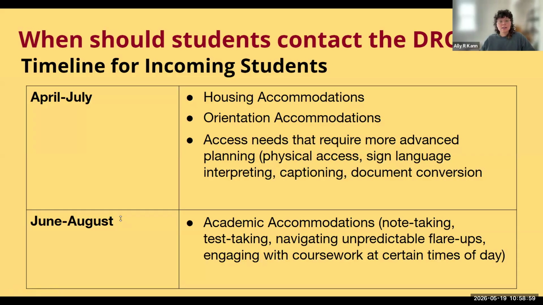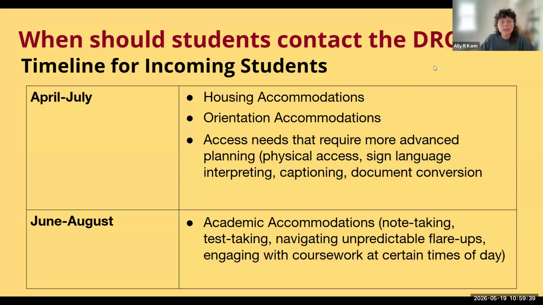So when should students contact the DRC? For incoming students, April through July are some of the big ones, which is housing accommodations, orientation accommodations, and then we really encourage students with more advanced or more complex access needs to reach out sooner rather than later, especially related to physical access. Like Abby was talking about with scheduling and sign language interpreting, captioning, and document conversion.